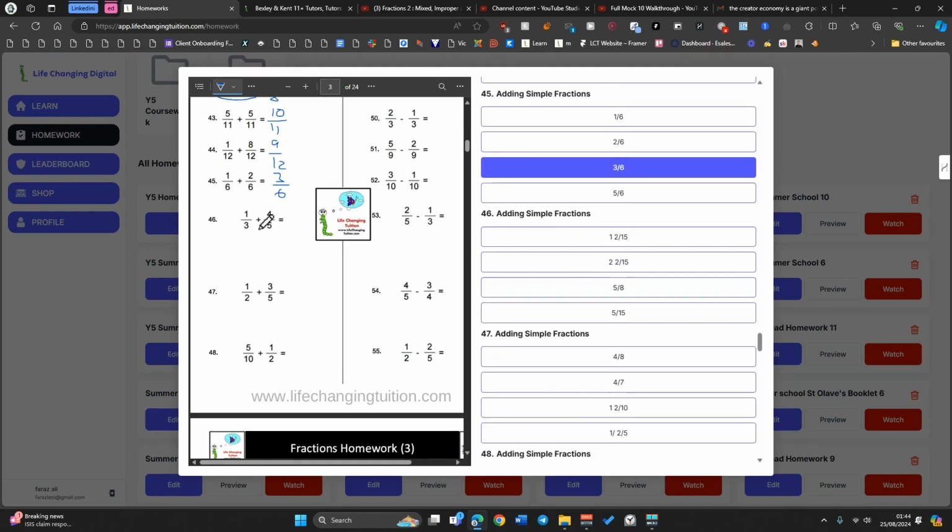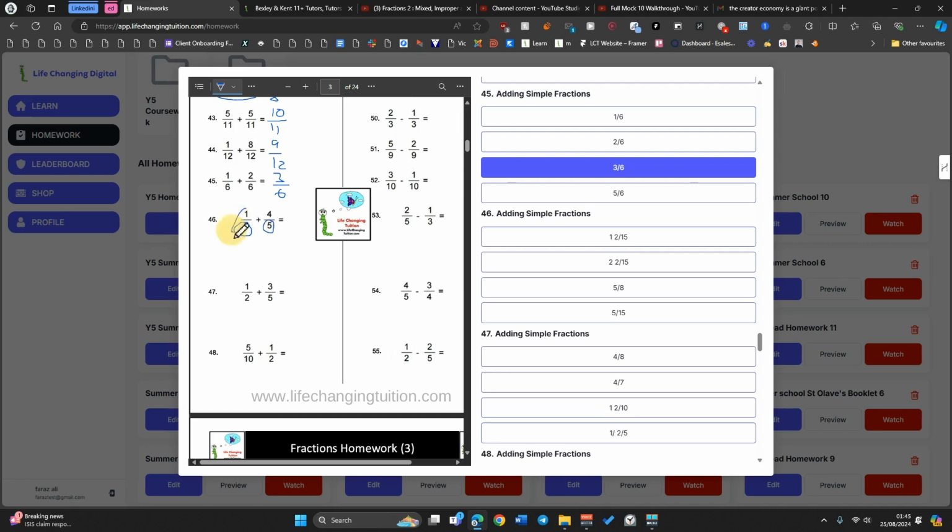Question 46 will be, so now the bottom two are different. So what you have to do when the bottom two are different is you have to make them the same by either timesing them or dividing them. With these ones we can times them. How can we find a number that we can times both of these into? Or what number do both of these bottom numbers go into? 15, right? 3 and 5 both go into 15.